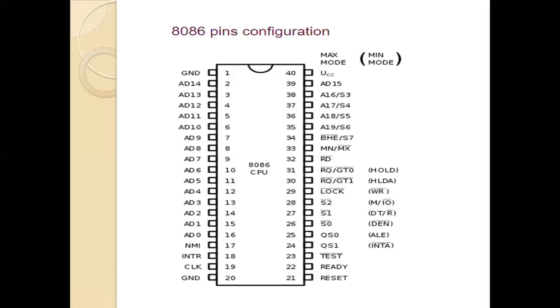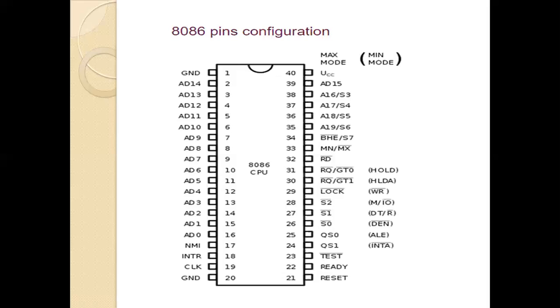It is used to enable the transceivers. What are the transceivers? A transceiver is a device which is used to separate data from the address/data bus. Next is DT/R, that is the data transmit/receive signal, and it is available at pin number 27.